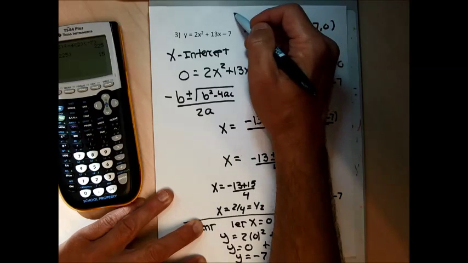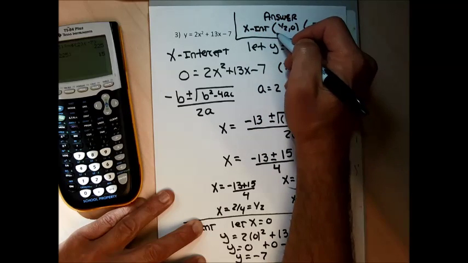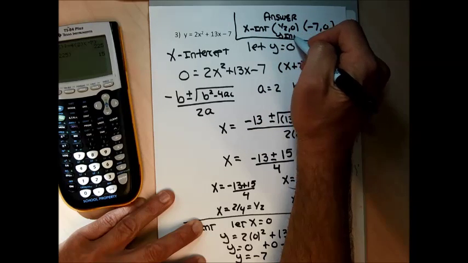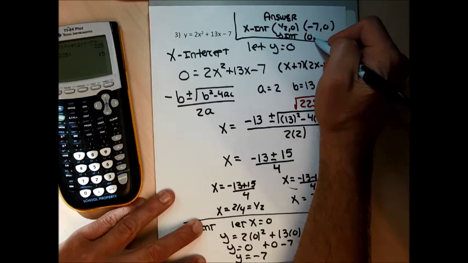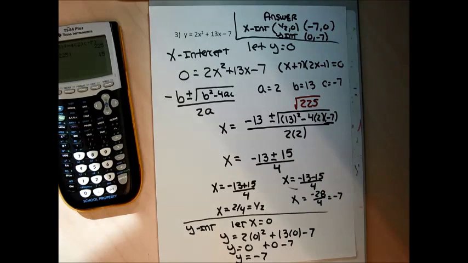So in my answer for the y-intercept, the x is going to be 0, the y is going to be negative 7. That's going to be the point 0, negative 7. All right, that's a monstrous problem.